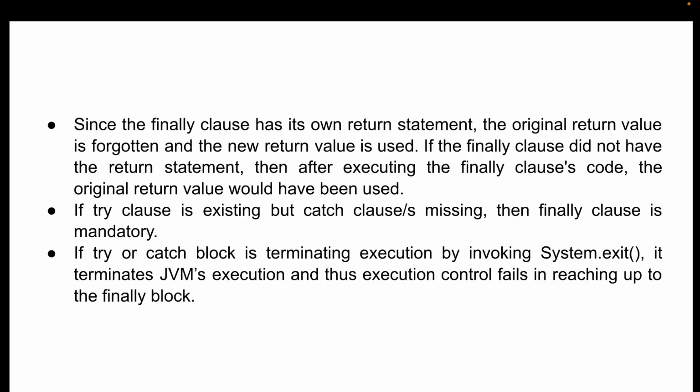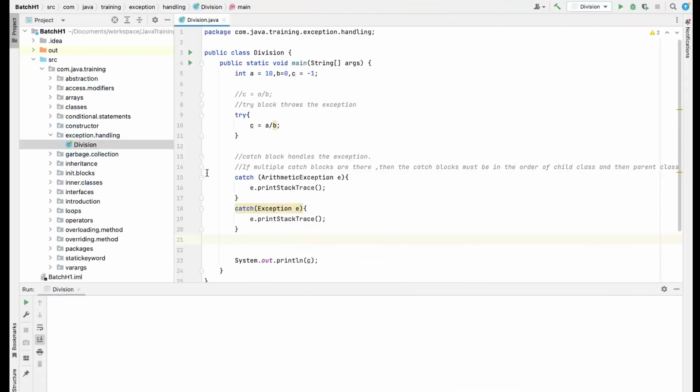If a try or catch block is terminating execution by invoking system.exit, it terminates the JVM's execution and thus execution control fails in reaching the finally block. Okay, we'll see this demo now, why we basically use a finally block.